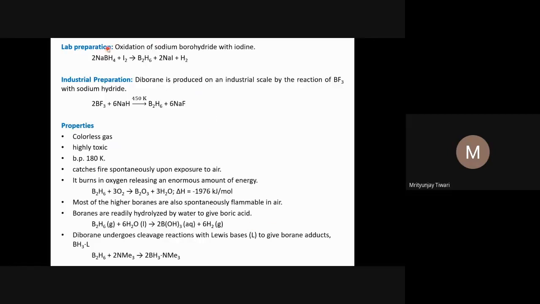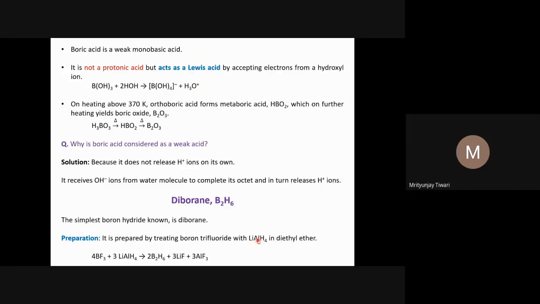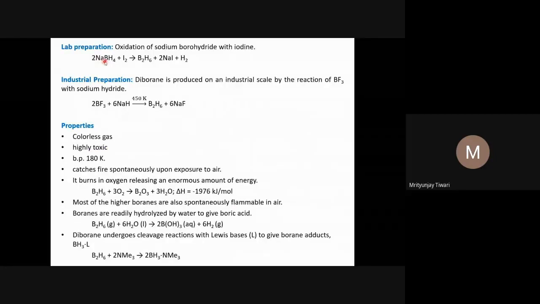In the laboratory, diborane is formed from the oxidation of sodium borohydride with iodine. This is sodium borohydride, NaBH4. Like lithium aluminium hydride, this name is also a hydride name. When sodium borohydride is oxidized with iodine, we see the formation of B2H6 plus 2NaI plus H2.